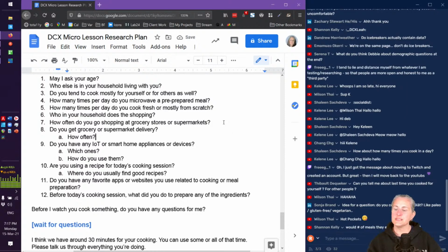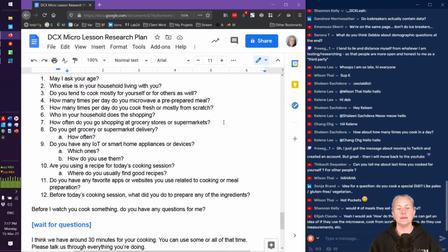Would number of meals they eat a day be helpful? I don't know. I wonder if we're going to get that information from number of times they microwave something versus number of times they cook from scratch. We're going to get most of that. Obviously, a bowl of cereal is kind of neither. You don't have to cook it and you don't have to microwave it. But I don't know. So I guess, Shannon, I would just say, what are we hoping to learn?